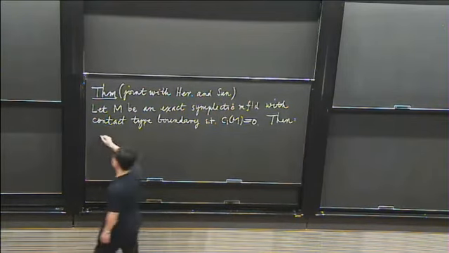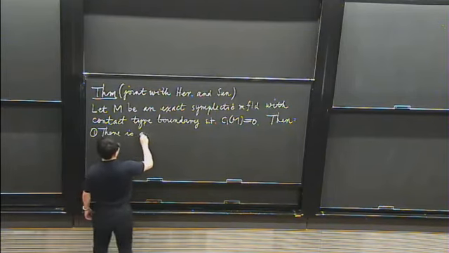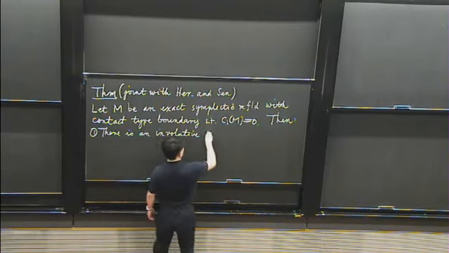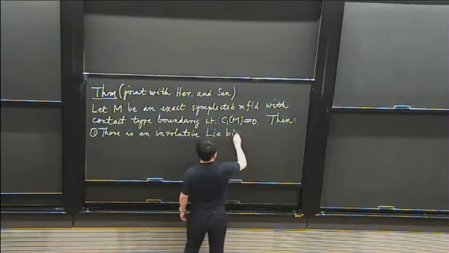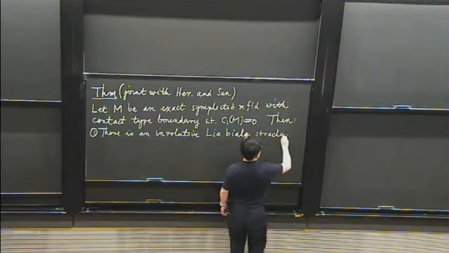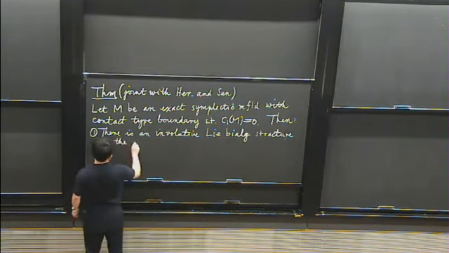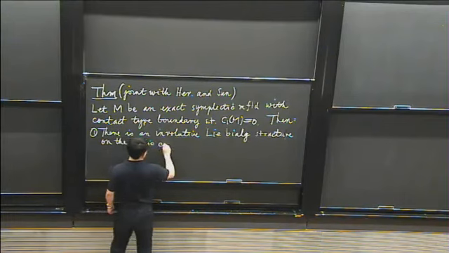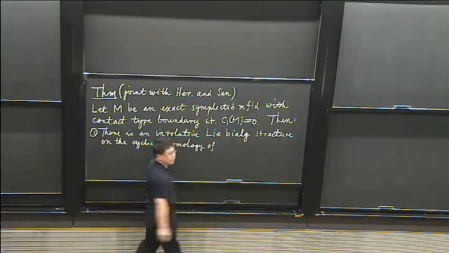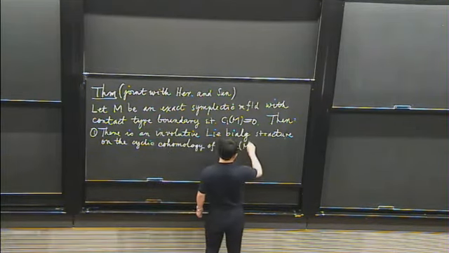The first statement is there is an involutive Lie bialgebra structure on the cyclic cohomology of the Fukaya category of M. This is the Fukaya category of M.